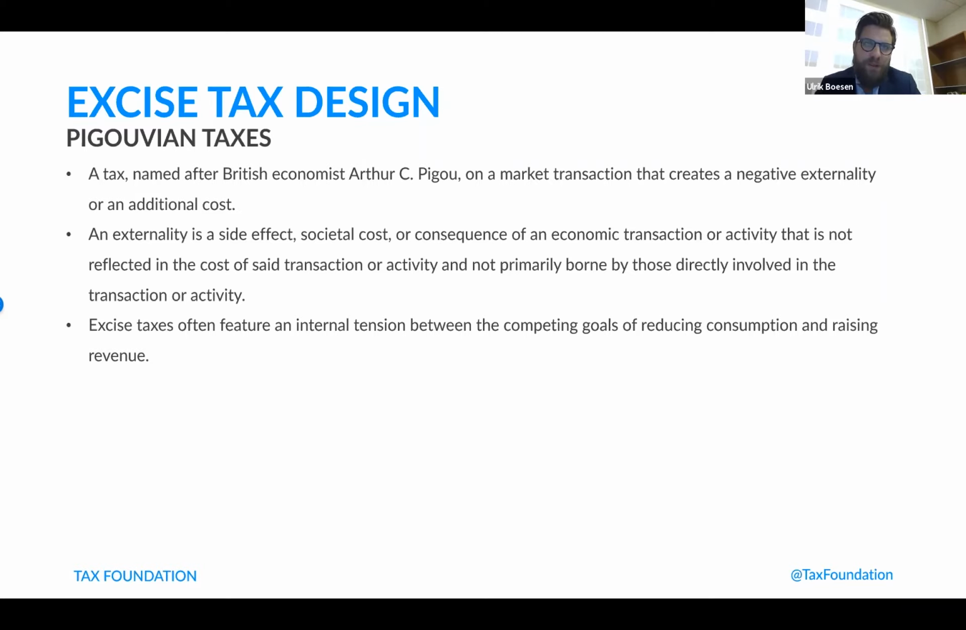Excise taxes are also interesting because they often have an internal tension. So there's often a dual goal when lawmakers impose excise taxes. There's an interest in both reducing consumption and raising revenue. Now, both of these can obviously be achieved to a certain extent. When you increase prices, you're going to lower demand and consumption is going to go down. But you can't maximize for both at the same time. So it's obvious that if we successfully imposed a tax on cigarettes that made everyone quit, there wouldn't be any tax revenue raised from cigarettes.